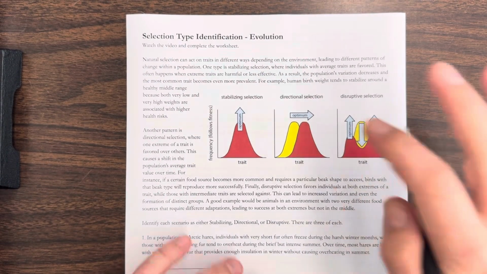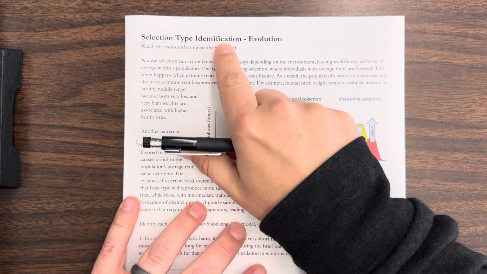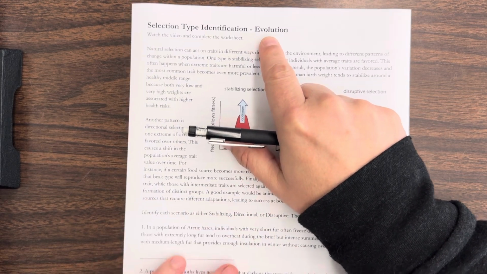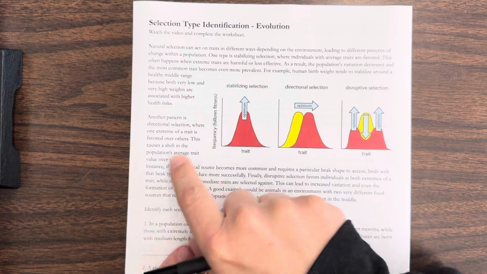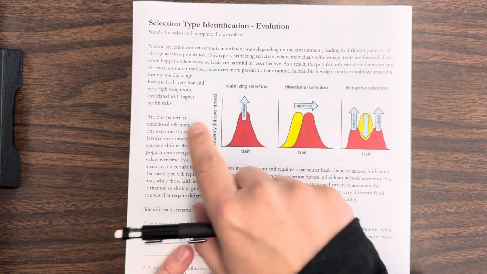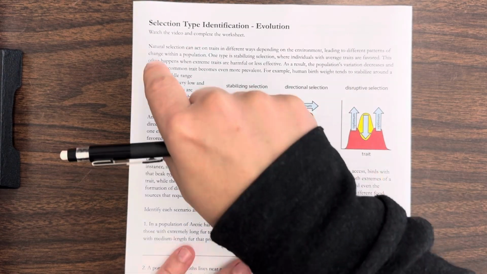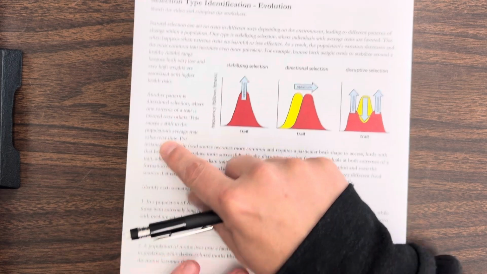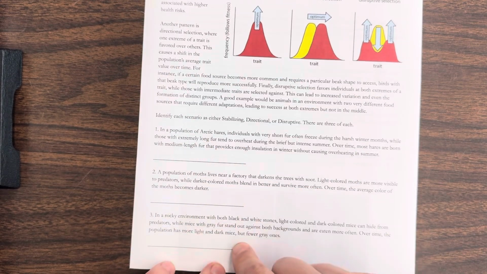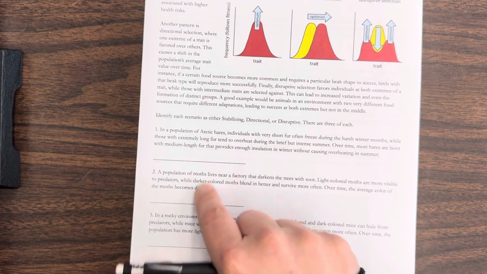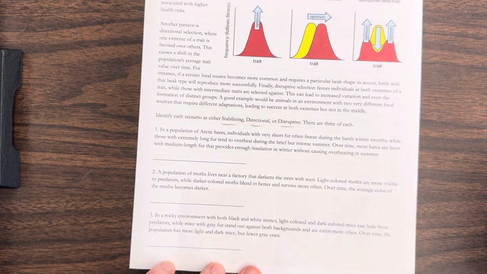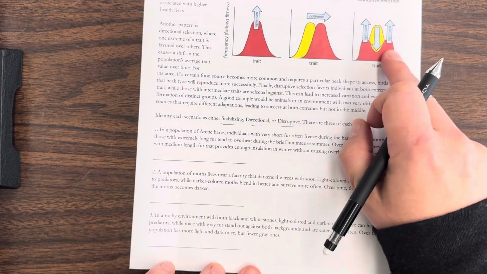Hello, today I'm going to be talking about selection type identification. So this is about natural selection and evolution, and it talks about the types of selection we have shown here in this image in these two paragraphs. And then down here we have some scenarios, and you're going to tell me for each scenario which type of selection it is. So it's going to be one of these three types.